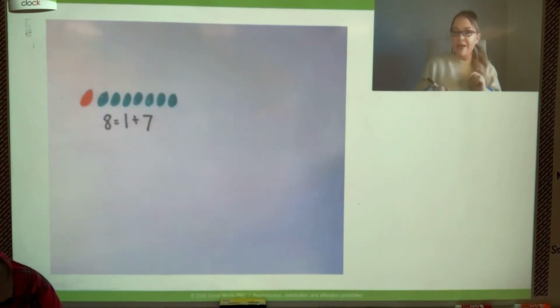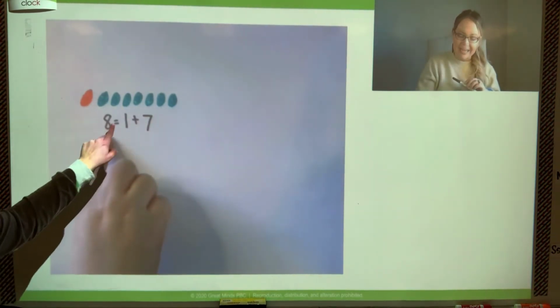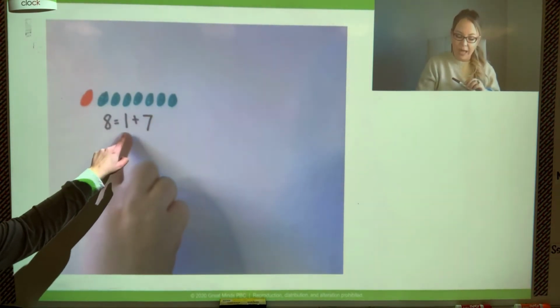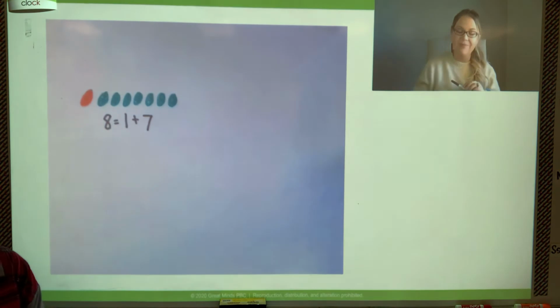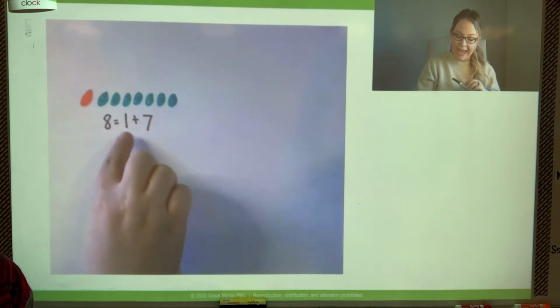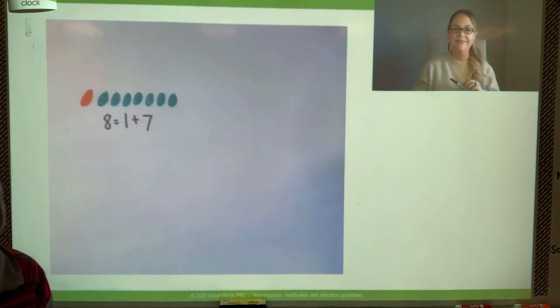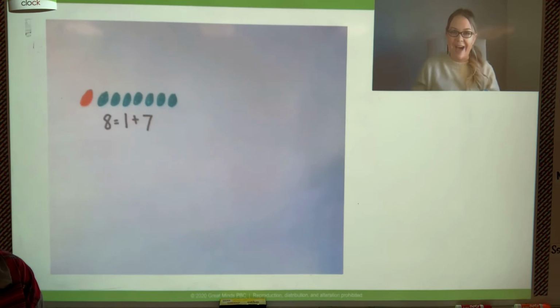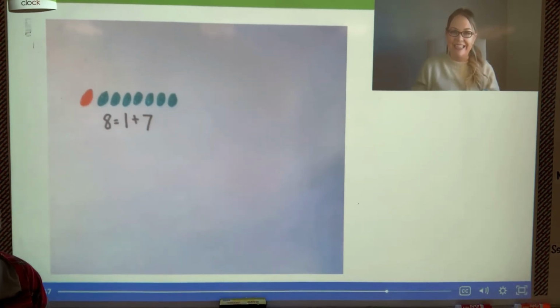So now let's read this number sentence together. All right, let's read it with her. 8 is the same as 1 and 7. We can also say that as 8 equals 1 and 7. So now I want you to write a number sentence that matches your picture. Push pause to do that now. Do that, and then I'm going to have you guys share.